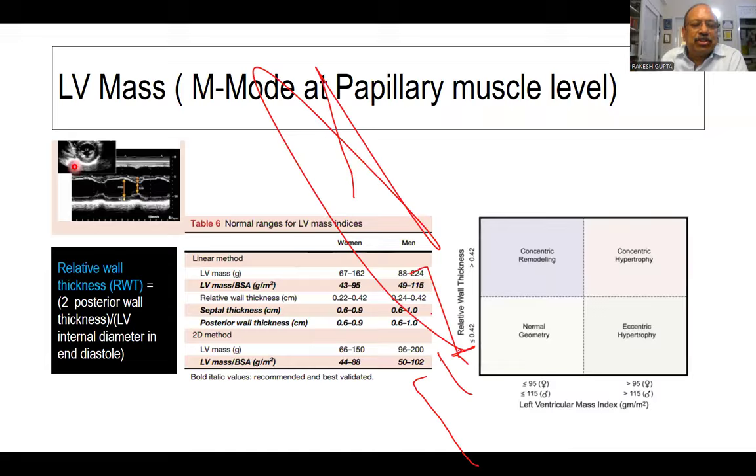And here is the same picture which I've depicted over here. The machine automatically gives me LV mass at the papillary muscles level. And this is RWT. Relative wall thickness is 2 into posterior wall thickness divided by LV internal dimension. Suppose my posterior wall thickness was 1.0 centimeter, so 2 into 1 is 2. LV internal dimension is suppose 50, so 2 divided by 50 will become 0.40. That is known as relative wall thickness.